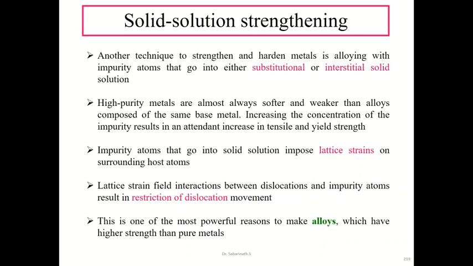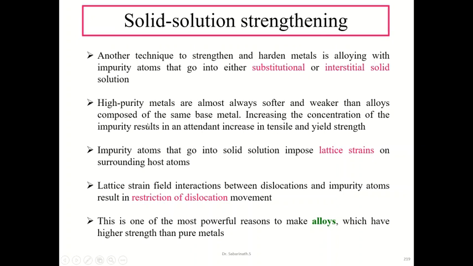So the next method is solid solution strengthening. It is the second method to increase the strength of a material. Another technique to strengthen and harden metals is alloying with impurity atoms that go into either substitutional or interstitial solid solution. So here the metals are alloyed with impurity atoms, and alloying with the impurity atoms is happening here.